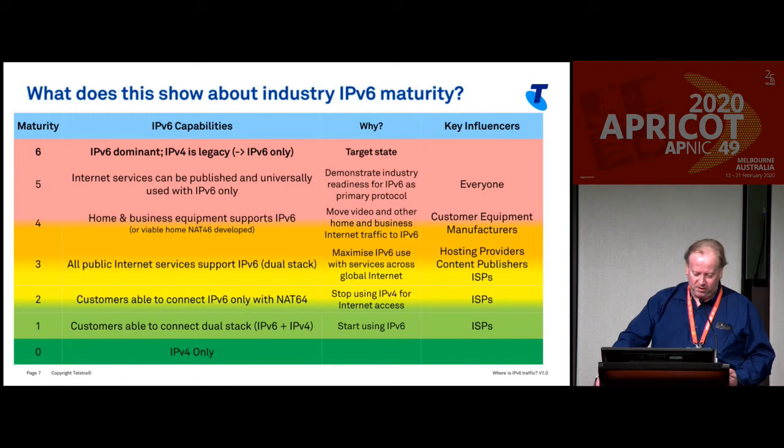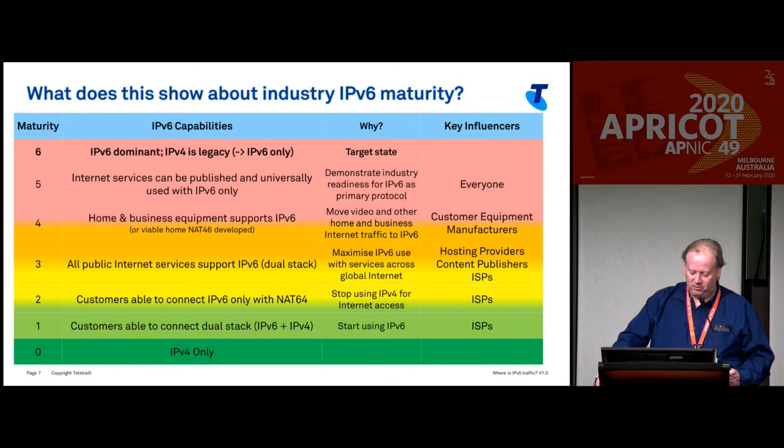So this started me wondering, what does this all show about IPv6 maturity? You know, started off with IPv4 only. And so I've developed a maturity model here for the fun of it. Not with the expectation of anybody else using it, just to suggest a few things.